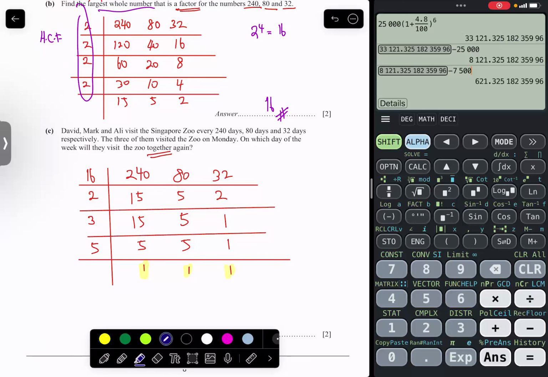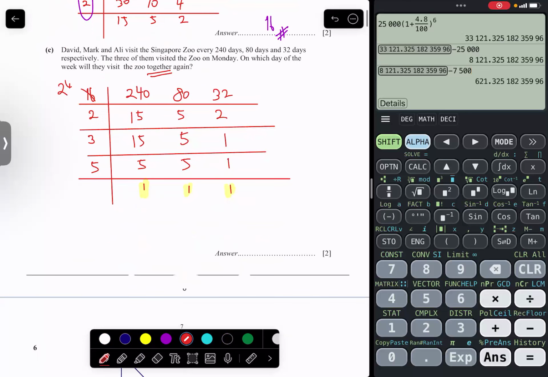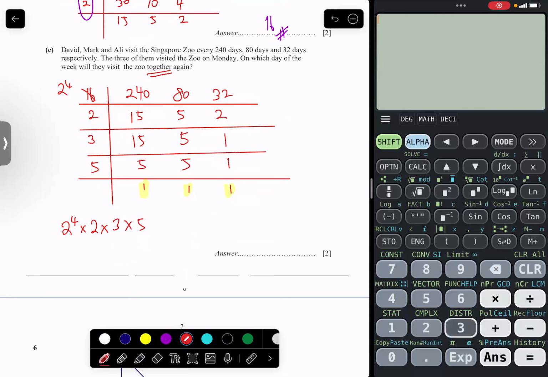Remember 16 was 2 to the power of 4, so that means the LCM would be 2 to the power of 4 times 2 times 3 times 5. Let's just find out what that number is. So 32 times 3 times 5. That means in 480 days, they will visit the zoo all together again. So they need 480 days in order to meet each other at the zoo once again.